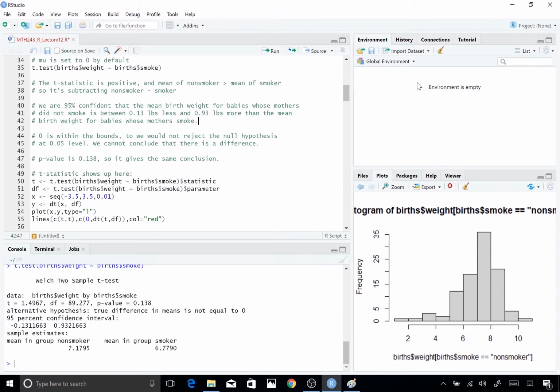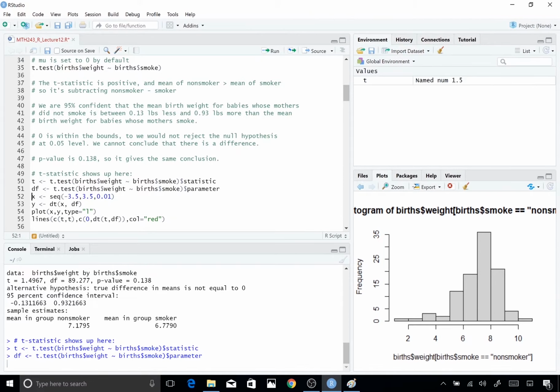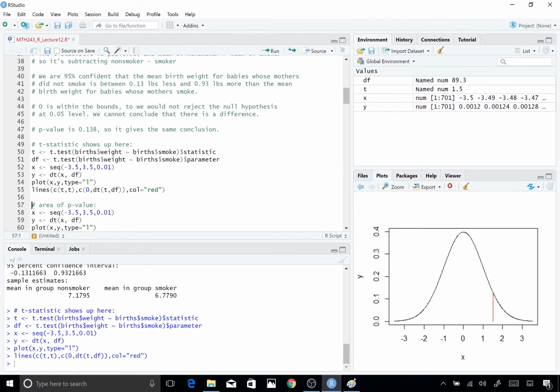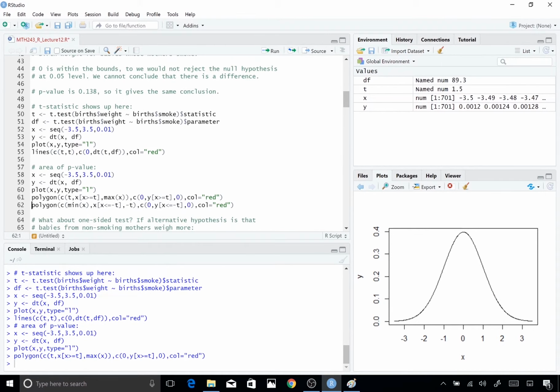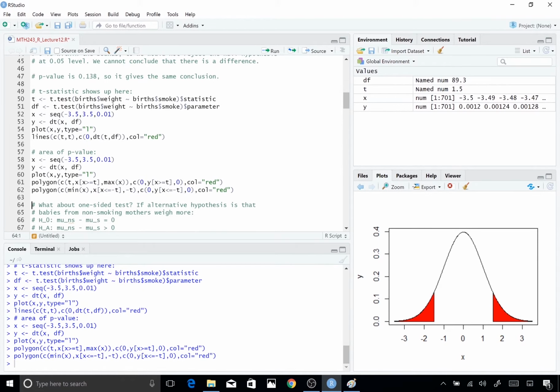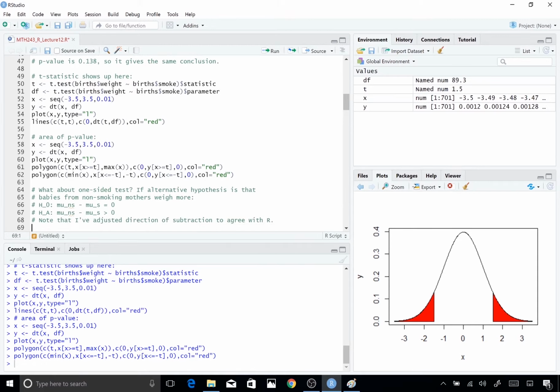Here's what happened. The t statistic lands here. The area less likely than that would be this area here, and then we double it to get the p-value. That was a two-sided test.